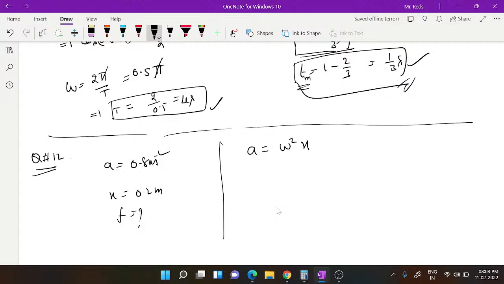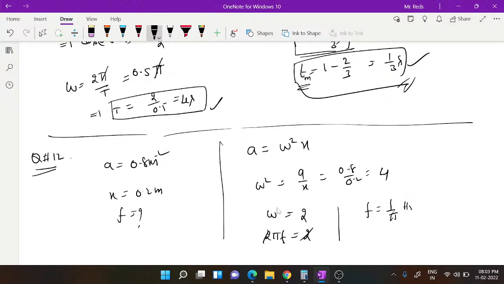From this you can say omega square is equal to a by x. The acceleration of a particle in SHM is this, and its displacement is this. The acceleration corresponding to this displacement is given. So you can write it as 0.8 by 0.2, which is 8 by 2, equal to 4. So omega is equal to 2. Omega is 2 pi f, so 2 pi f is equal to 2, the 2 cancels, and from this you can say f is equal to 1 by pi Hz.